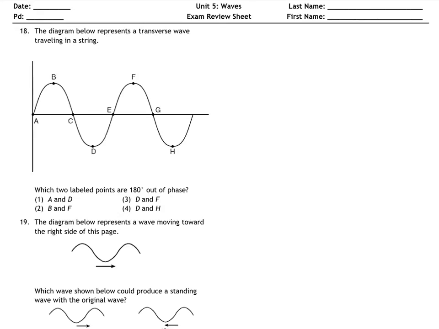In 18, we're asked which 2 labeled points are 180 degrees out of phase. So scanning through the answer choices, I think the best one is D and F, because D is a trough and F is a crest, so these guys are half a wavelength apart.